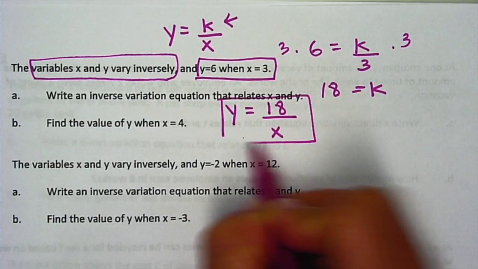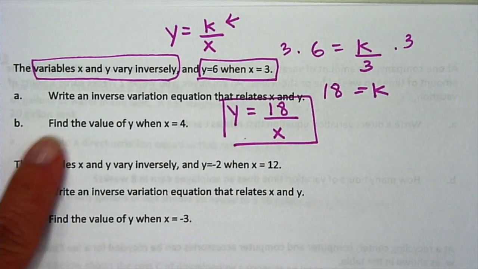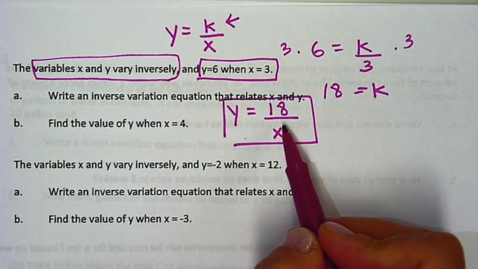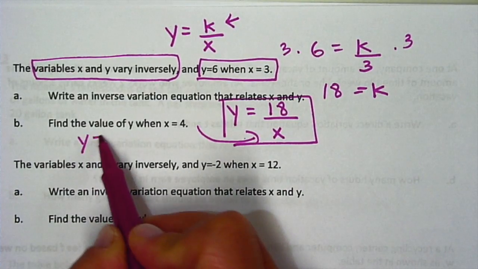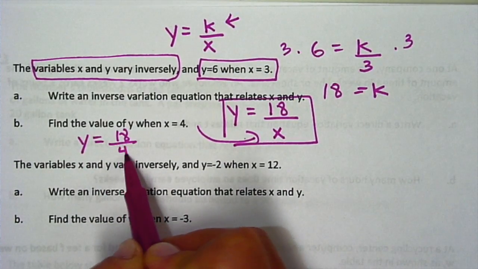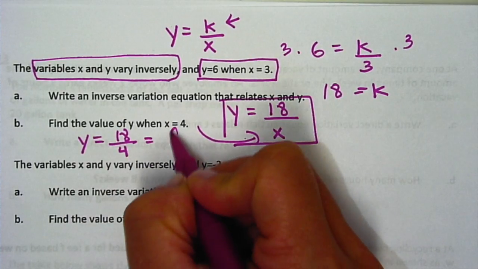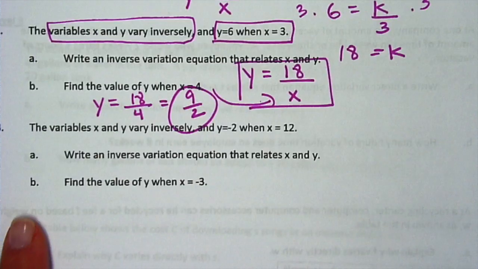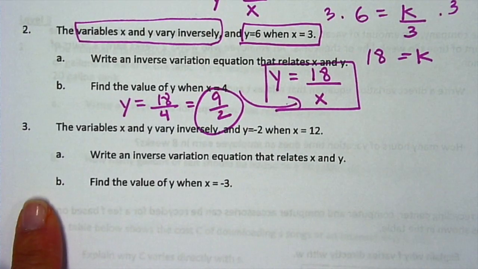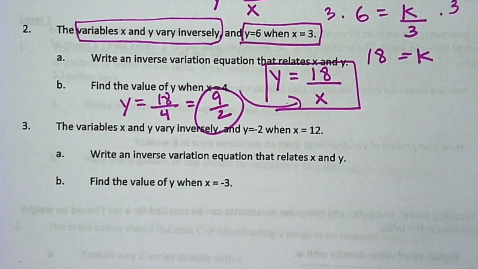So there's part A. Now part B says use this equation and find y when x is 4. So I'm just going to plug in 4 for x. So it's really 18 over 4. I'm going to reduce. So my answer would be 9/2. Okay. Why don't you go ahead and try number 3 on your own. Why don't you pause it and then come back and check your answer.